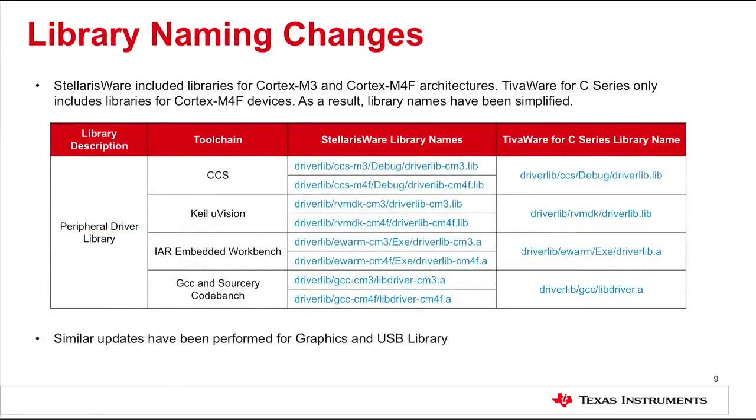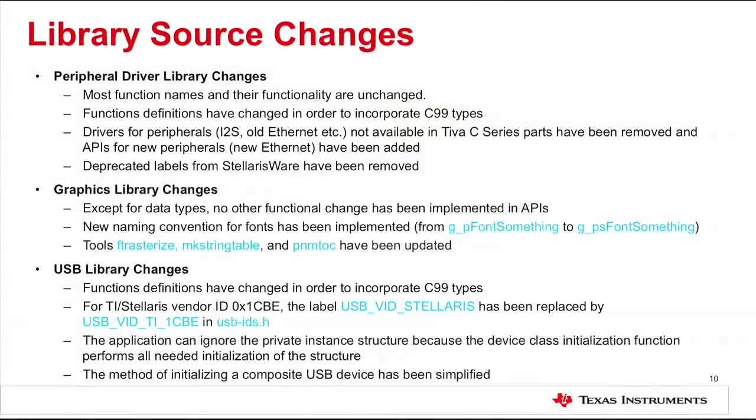Unlike StellarisWare, the new TivaWare for C-Series consists of drivers and libraries for ARM Cortex M4 based microcontroller products only. So we have streamlined the nomenclature for the libraries as well. This is more so a cosmetic change. We've added drivers for the new peripherals in the TivaWare for C-Series that did not exist in the legacy devices. Likewise, we have replaced the drivers for the peripherals which have been replaced from the legacy devices. Other than that, the functionality and the names of most functions have remained the same, except the return types and arguments are now compatible with C99 types. Some minor changes listed on the screen have been added to graphics library as well.